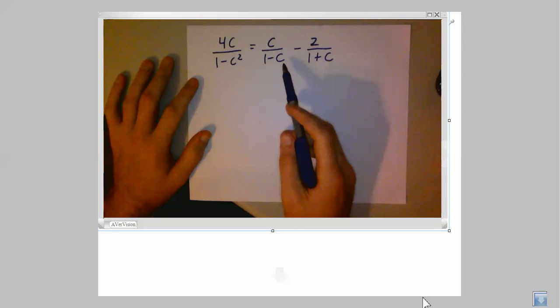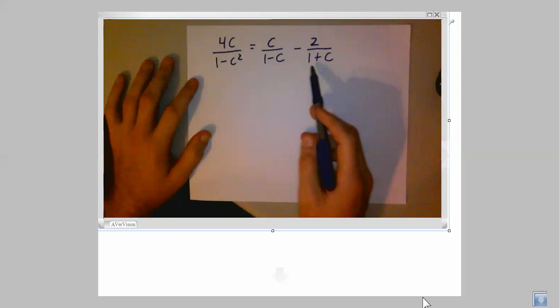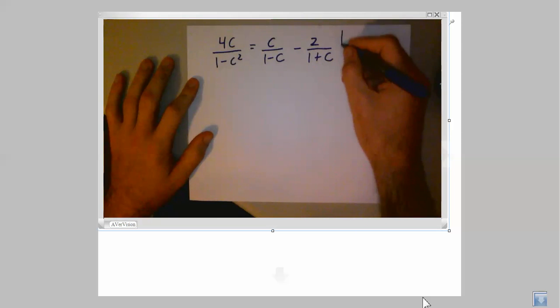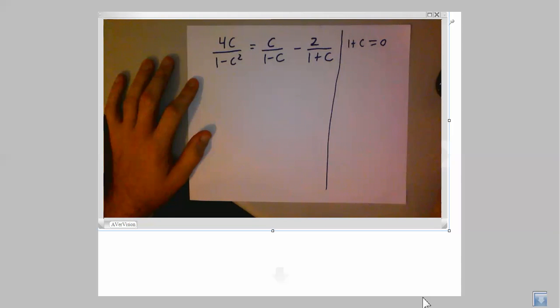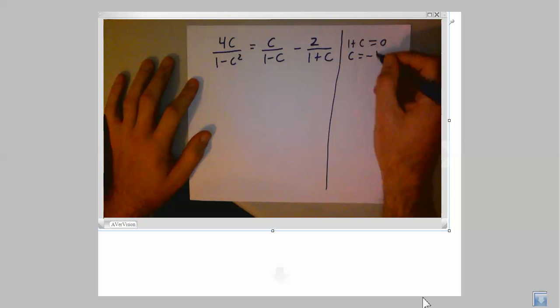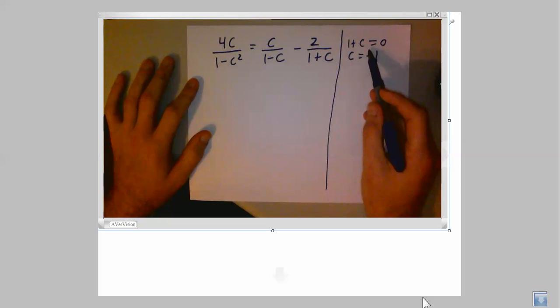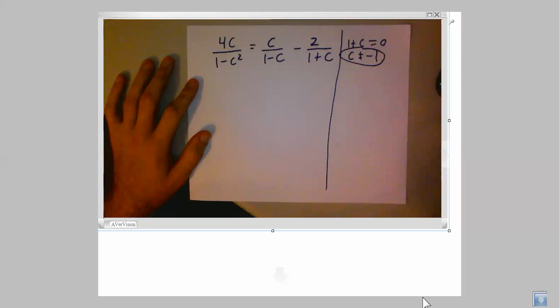So 1 minus C can never be 0. 1 plus C can never be 0. And 1 minus C squared can never be 0. So what we're going to do, we're going to say, well, if 1 plus C were 0, and solving for C, we have C equals -1. This is equivalent to C being -1. So if C plus 1 is not allowed to be 0, C is not allowed to be -1. So we know that C cannot be equal to -1.